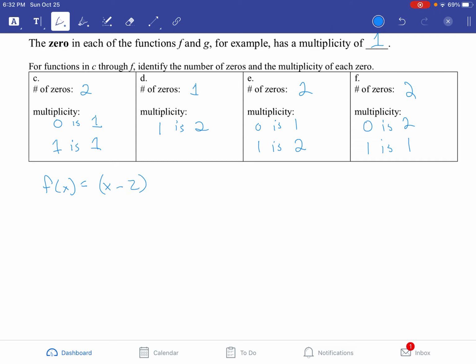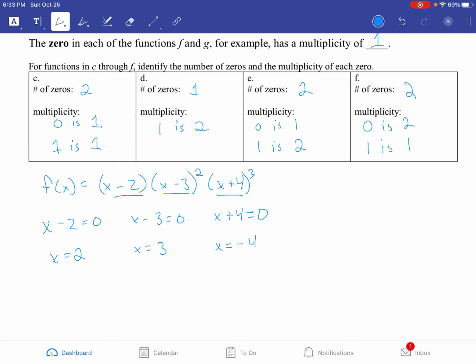So we have x minus 2, x minus 3 squared, and then x plus 4 cubed. Okay? So we have 3 separate factors in this. Distinct numbers. So x minus 2 equals 0, x minus 3 equals 0, and x plus 4 equals 0. So if we solve these, we're going to have positive 2, positive 3, and negative 4. Okay? So we have 3 different spots where our graph is going to cross the x-axis, but this has a multiplicity of 1 because it only happens once. Because the exponent on this is only 1.